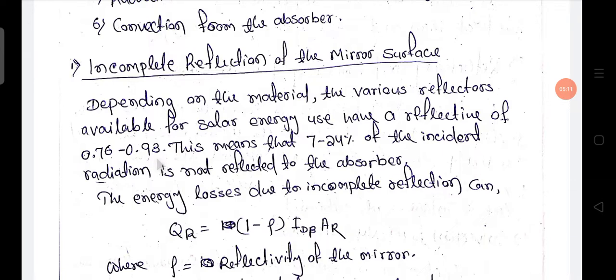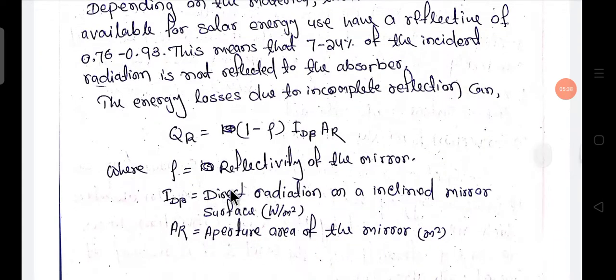So the rest, 7 to 24% of the incident radiation, is lost due to the incomplete reflection. And that energy loss is equal to Q_R equals (1 minus rho) times I_DV times A_R. Here rho is the reflectivity of the mirror, I_DV is the direct radiation on an inclined mirror surface, and A_R is the aperture area of the mirror.